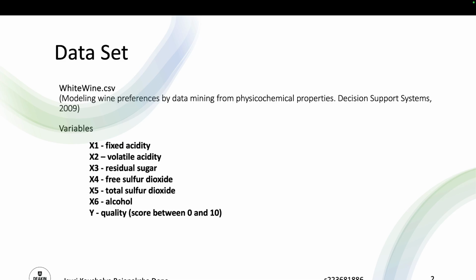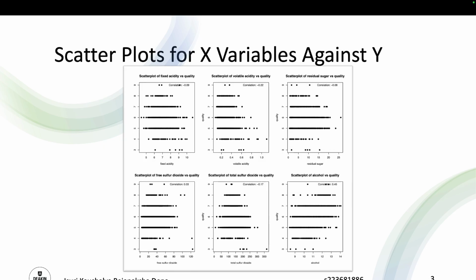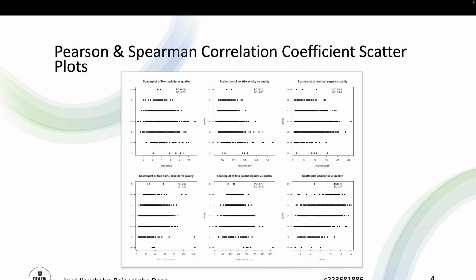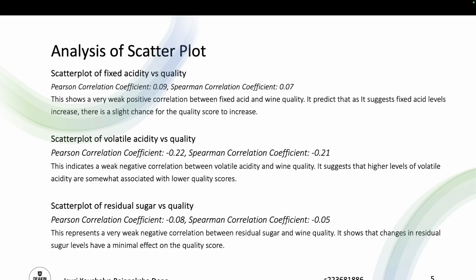Here you can see the scatter plots, the X variable against Y. Additionally, I added the Pearson correlation coefficients for each scatter plot, X variable against Y. Here you can see a very weak positive correlation with fixed acidity and quality. A weak negative correlation with volatile acidity and quality, around negative 0.21 to negative 0.22. Residual sugar and quality, we can see a very weak negative correlation.